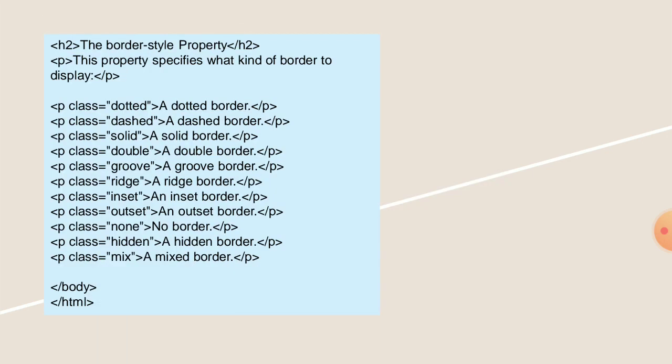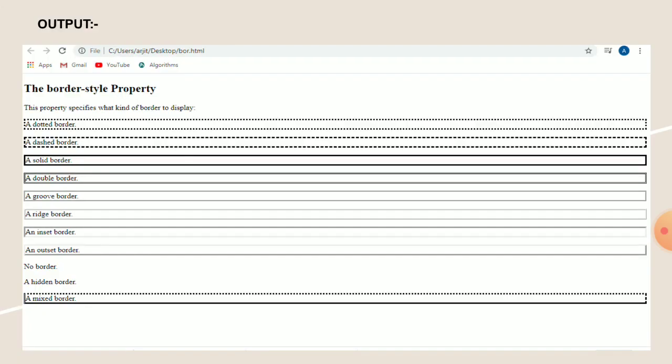Then in the body section there is a heading, the border style properties, heading close, and a paragraph saying that this property specifies what kind of border to display, paragraph close. Then different paragraphs: p class dotted, a dotted border, p class dashed, a dashed border, and so on for the different paragraph properties. Body section close, HTML close. There is our output.